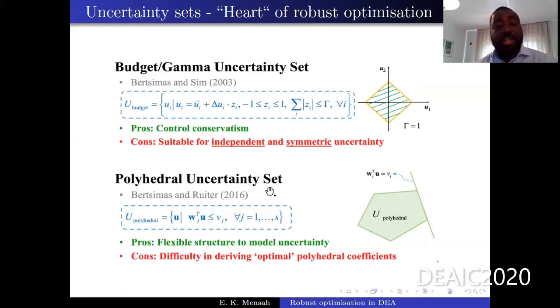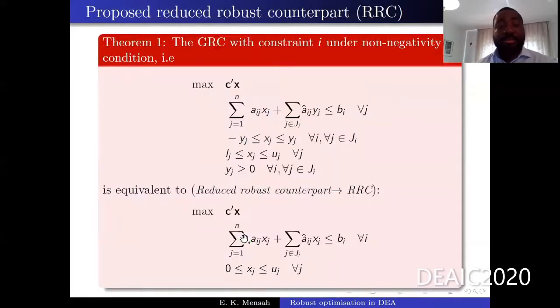Now, we also have the polyhedral uncertainty set, which provides flexible structure to model uncertainty. However, it has the difficulty in deriving optimal polyhedral coefficient for the robust counterpart.